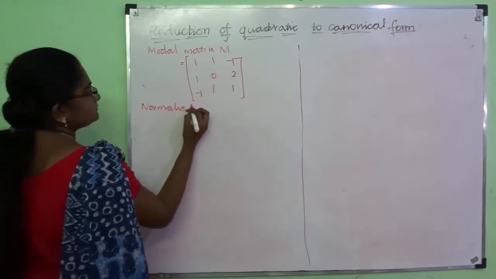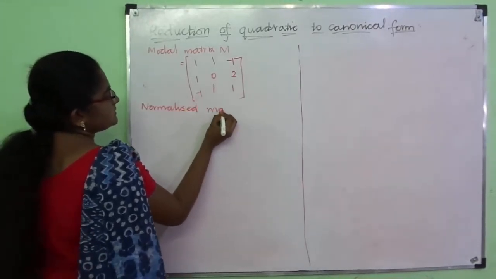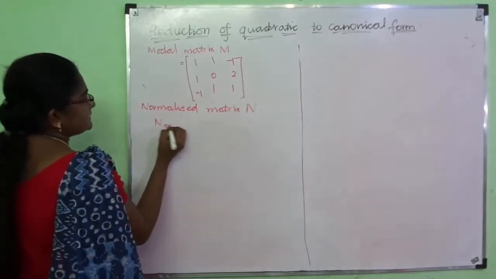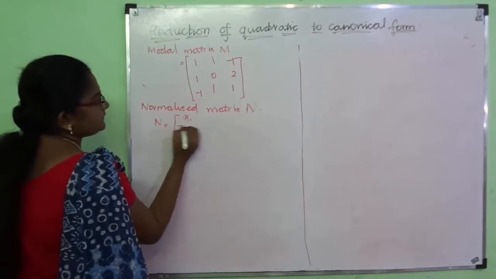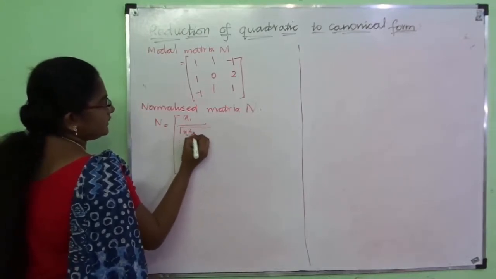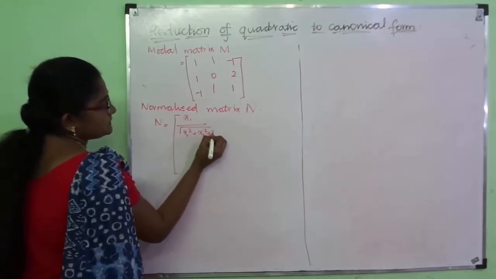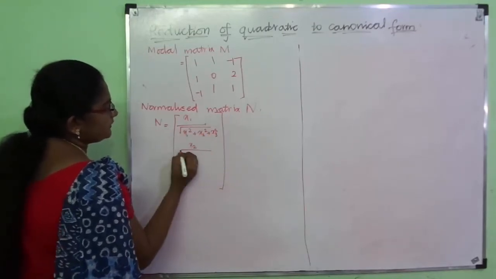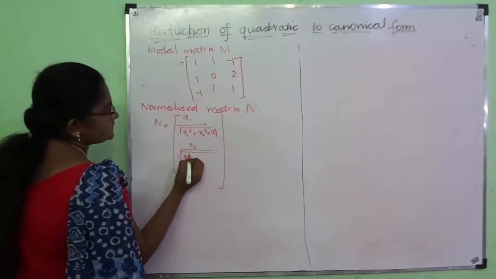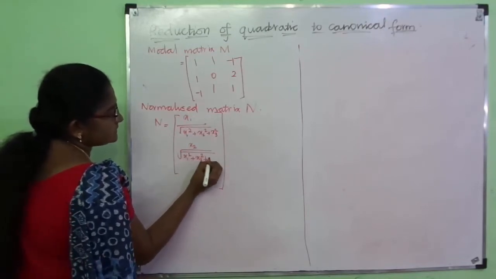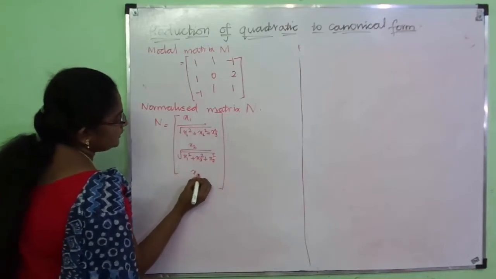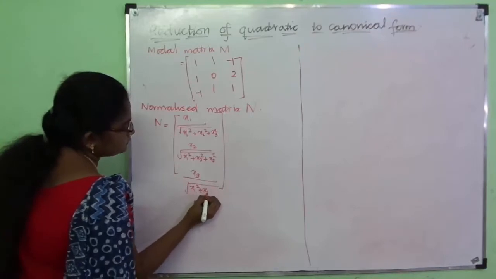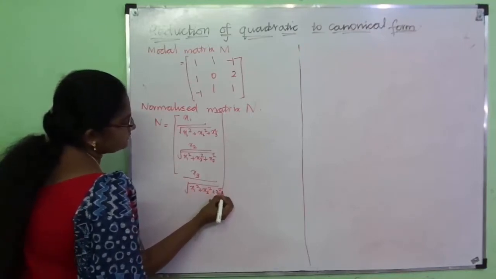Normalized matrix N. What is normalized matrix N? X1 divided by root of x1 square plus x2 square plus x3 square. Then x2, the remaining term, divided by root of x1 square plus x2 square plus x3 square. Then the new x3 value for the normalized matrix will be x3 divided by root of x1 square plus x2 square plus x3 square.